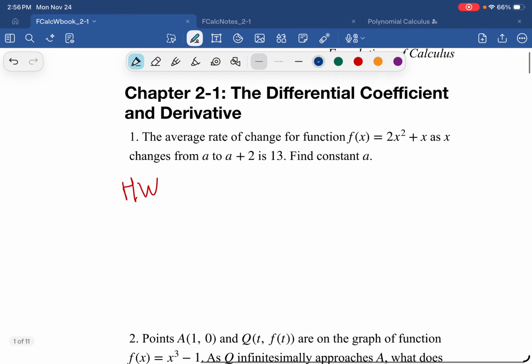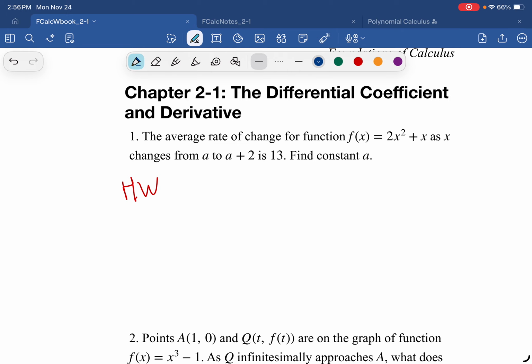All right, so today we'll continue our chapter 2.1, and let's start with the homework problems from last class. The average rate of change for this function as x changes from a to a plus 2 is 13. Find constant a.